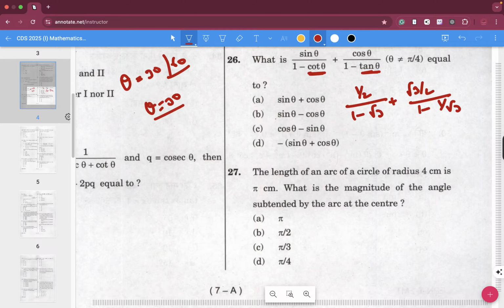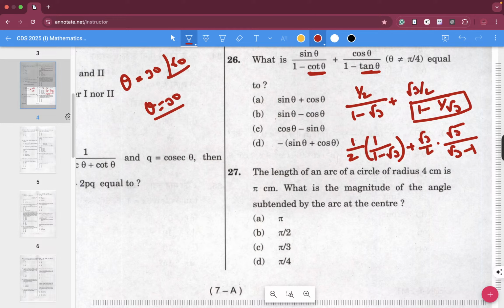Don't be frightened with all these funny looking numbers. It gets easy, right? So now this value is 1 by 2 into 1 by 1 minus root 3, plus root 3 by 2 into, if I solve for this denominator over here, this will become root 3 divided by root 3 minus 1. I'm skipping a few steps over here. Don't freak out, right? So now it becomes how much?